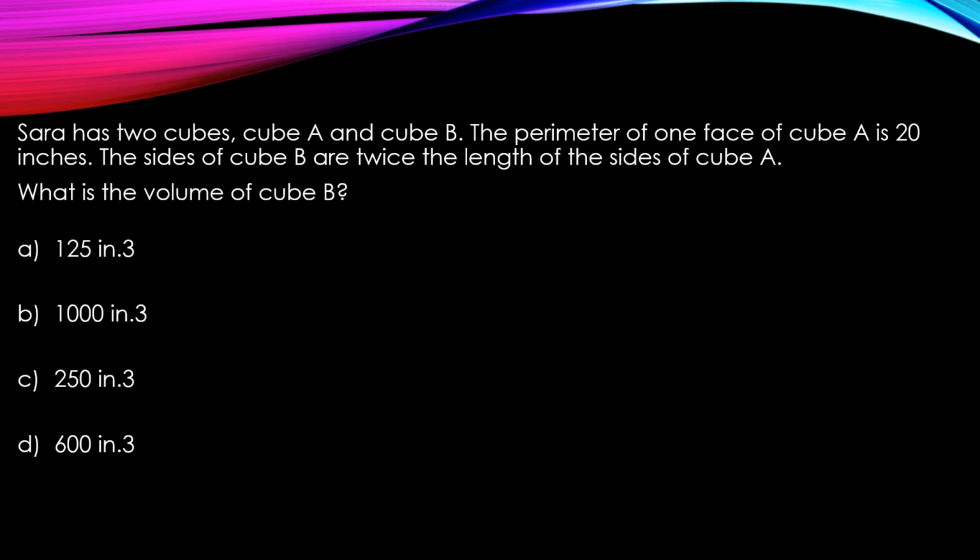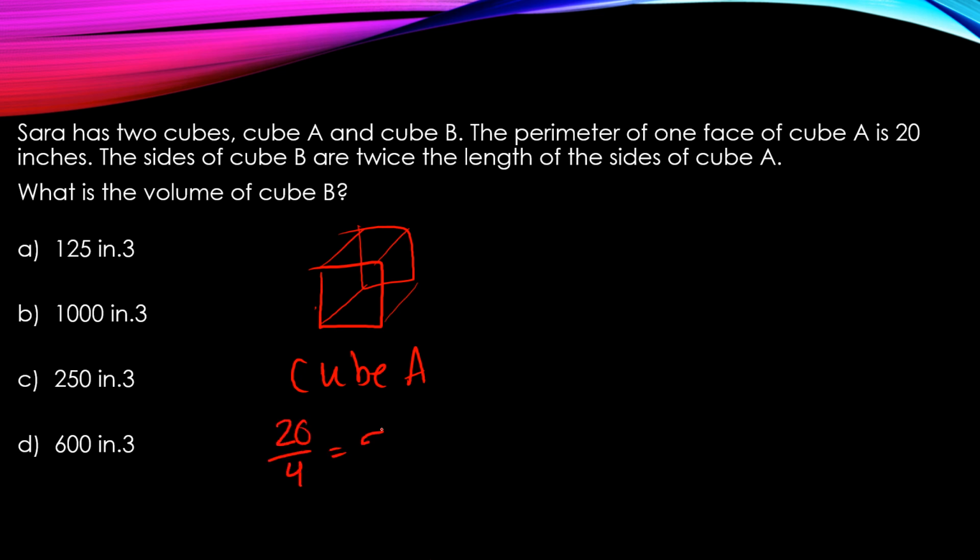Alright, Sarah has two cubes, cube A and cube B. The perimeter of one of the faces of cube A is 20 inches, and the sides of cube B are twice as long as cube A. What is the volume of cube B? Okay, so here we have cube A. Now the perimeter is all four sides added together, so to find the length of one side, we would need to do 20 divided by 4, and that gives us 5. So it looks like each one of these sides on her first cube is going to be 5 inches.